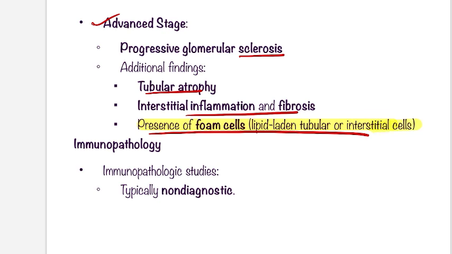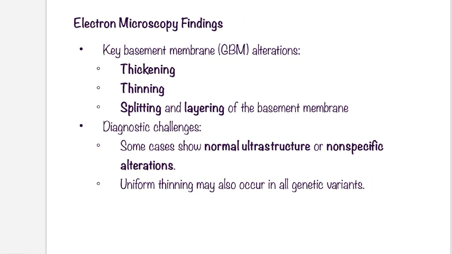Immunopathology is generally non-diagnostic. Electron microscopy is the star of this discussion. In electron microscopy you can see thickening of the GBM, the glomerular basement membrane. Thinning also occurs, so it is thickening, thinning, and splitting. This is suggestive of a severe form.